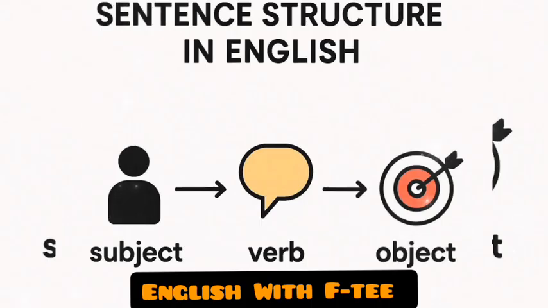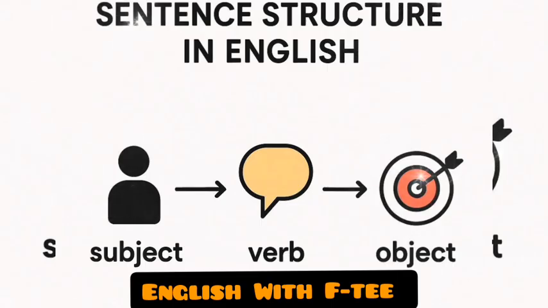For example, the sun is shining. The sun here is the subject. The sky is clear. The sky in this sentence is the subject.